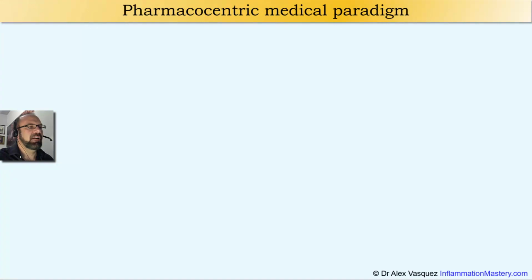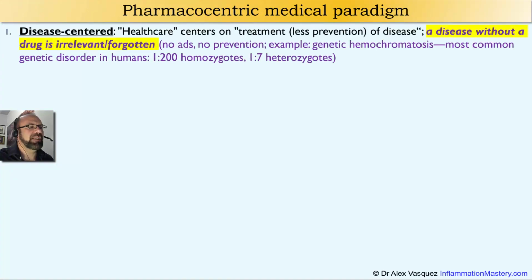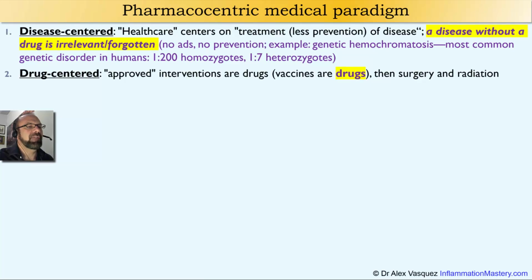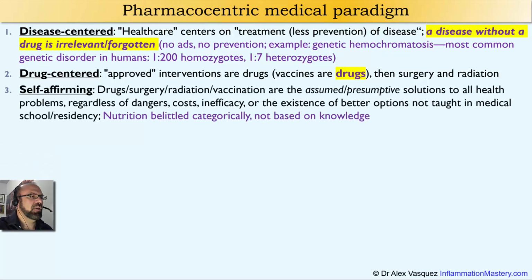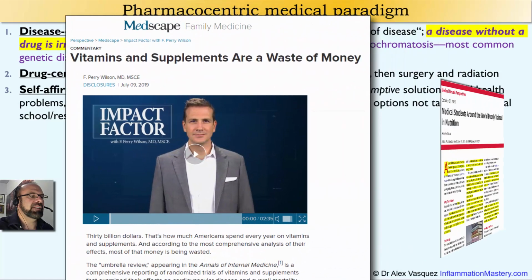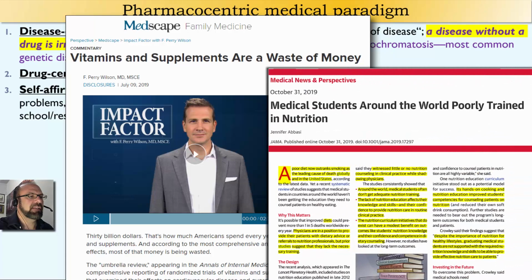So let's look at some characteristics of the pharmacocentric medical paradigm. First of all, it is disease-centered and drug-centered. If a condition has no drug, it's usually ignored within so-called standardized or so-called conventional medicine. Thirdly, the medical paradigm, as most of us know, is very self-affirming. Drugs, surgery, radiation, and vaccination are the assumed or presumptive solutions to all health problems, regardless of their dangers, costs, inefficacy, or the existence of better options not taught in medical school and residency. Nutrition is belittled categorically, and that belittlement is not based on knowledge, but rather ignorance.